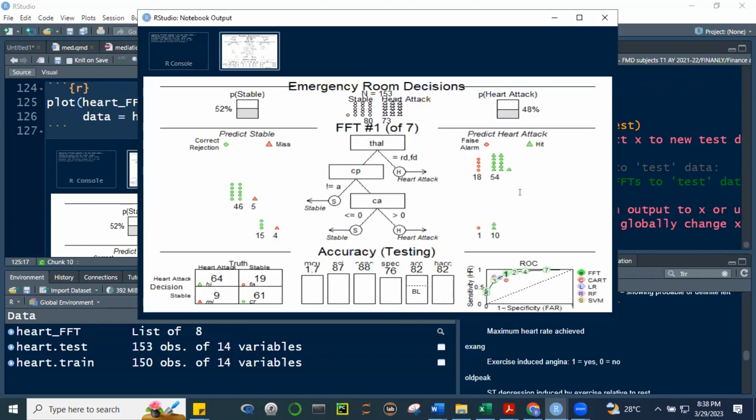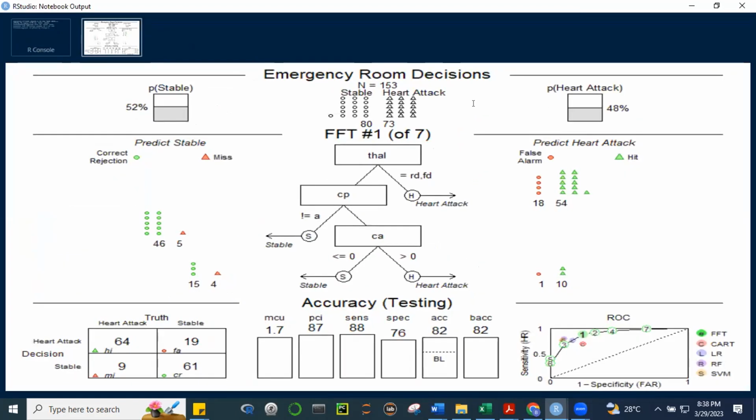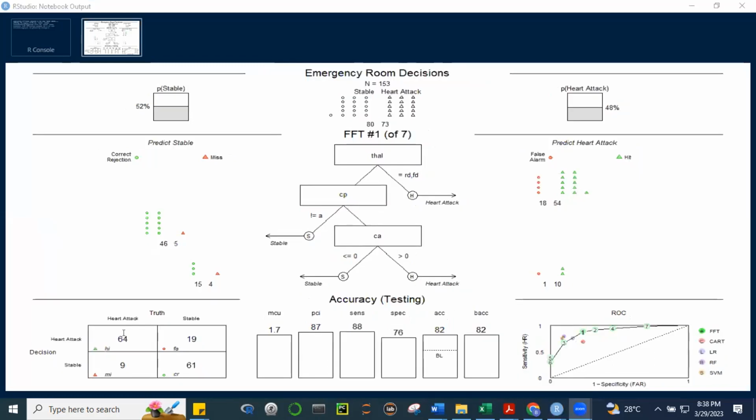Did it perform better? Let's see. Let's check first. 64 plus 61, that's 125, divided by 153. So its accuracy is 82. So was there an improvement, class? Did our model perform better on the data set that it has not yet seen?